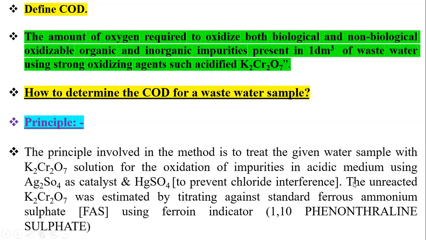Here the unreacted potassium dichromate is estimated by titrating against a standard solution called ferrous ammonium sulfate, nothing but Mohr's salt solution, with the help of an indicator called ferroin, that is nothing but 1,10-phenanthroline ferrous sulfate.